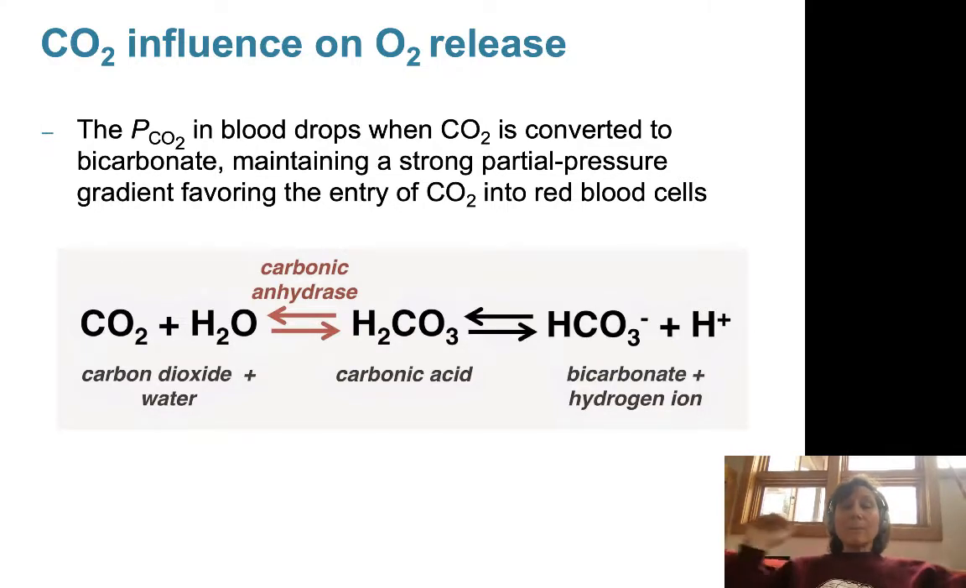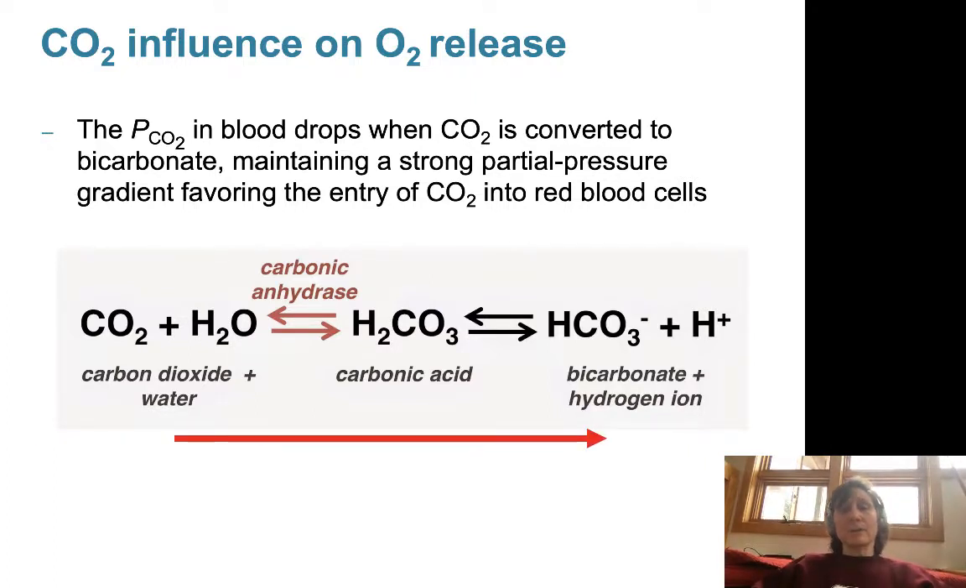As that process is happening, the partial pressure of carbon dioxide is going to drop in the blood, right? It's being converted and exported out. When that happens, that creates a strong partial pressure gradient between the inside of the cell and the outside of the cell, which is going to favor carbon dioxide being transported into red blood cells to be converted. That's actually a really good thing. So yeah, this is what that's showing.